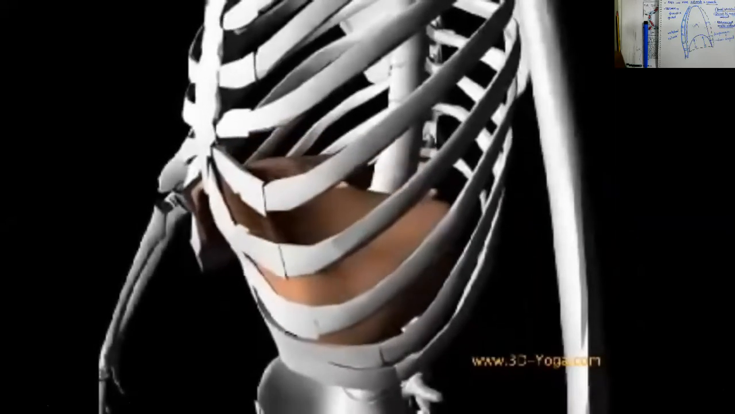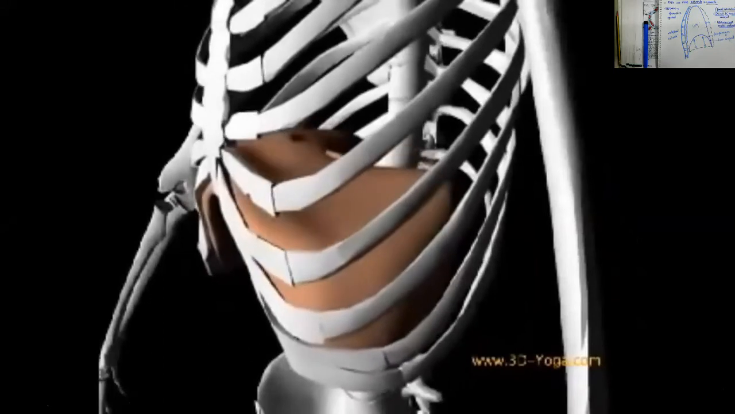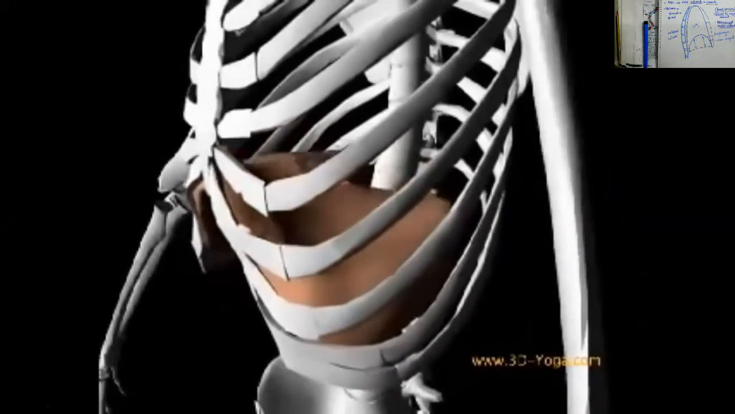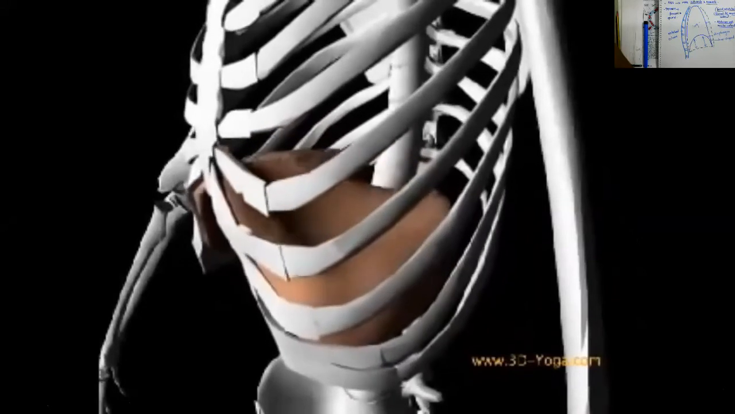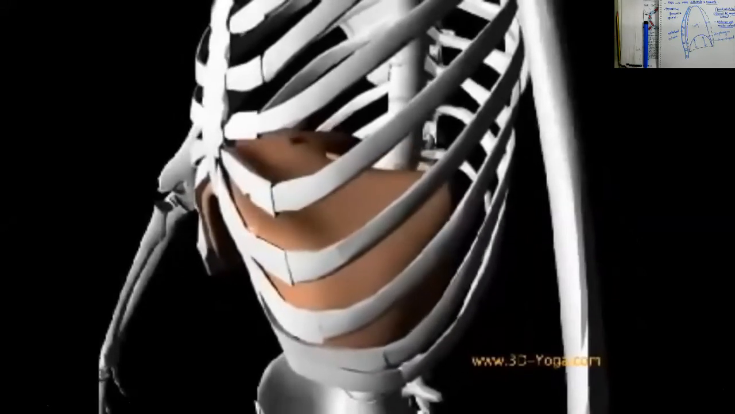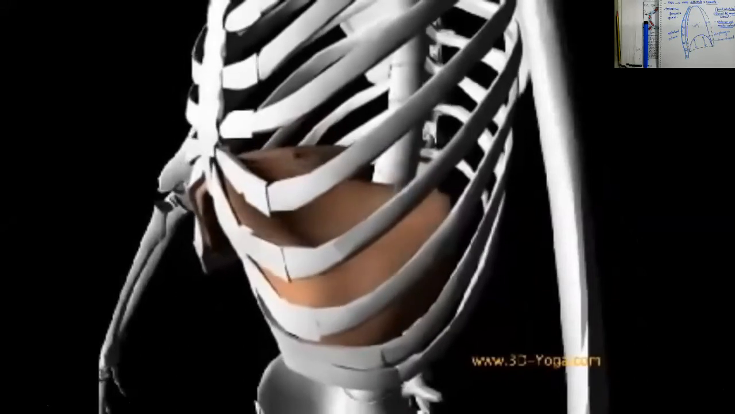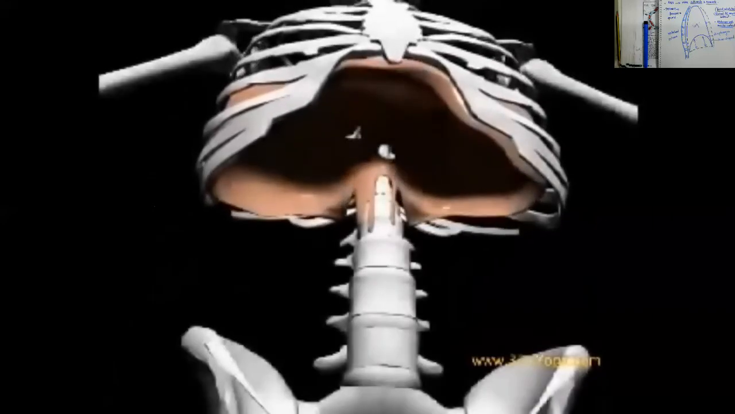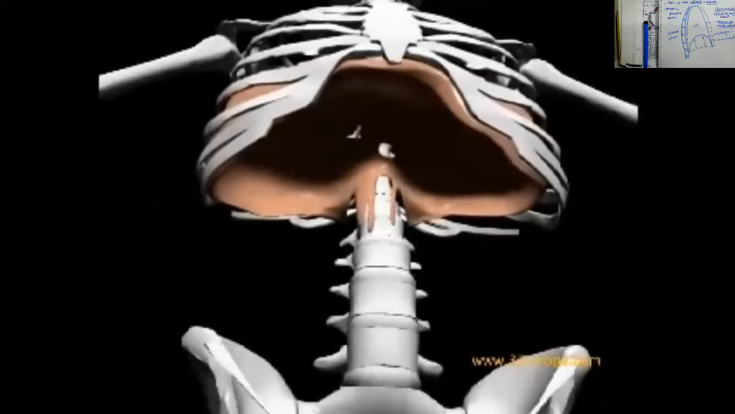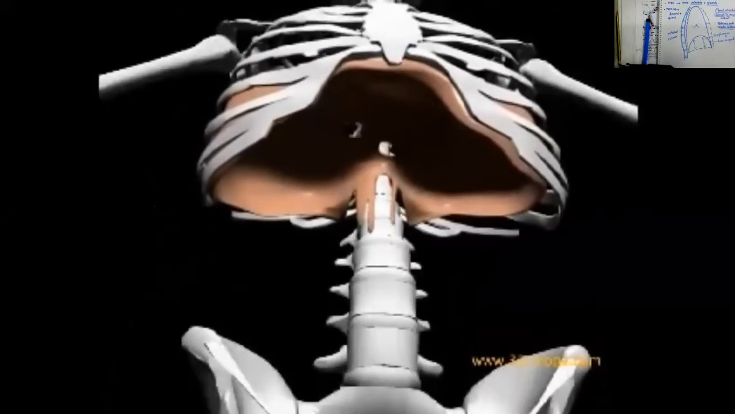Okay, abdomen is below the diaphragm. Thorax is above the diaphragm. And can you see the movement of the ribs? It's outwards and upwards. And can you see the vertebral column is not moving? The sternum is moving forward and outwards. But you can see that the vertebral column is not moving.